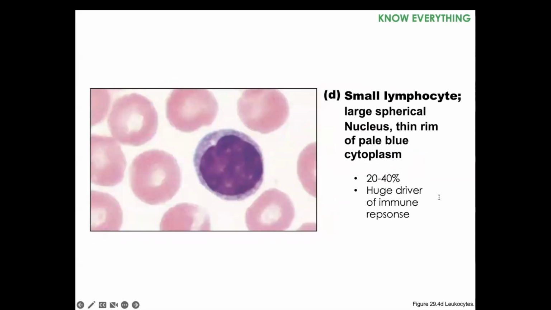Here we have a lymphocyte. It has a large spherical nucleus and has a thin rim of cytoplasm. And notice that there are no granules within the cell.